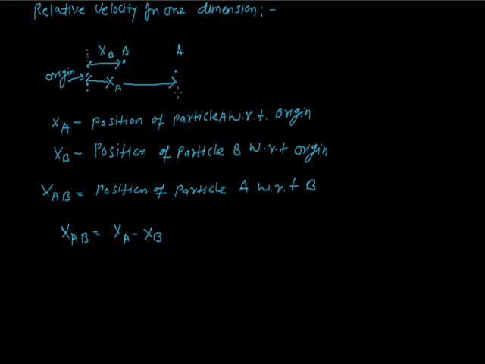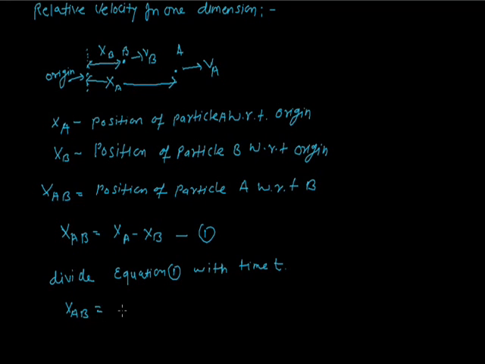Now if particle A is moving with velocity Va, so Va will be the velocity of particle A with respect to origin. And suppose particle B is moving with velocity Vb, and Vb is the velocity of particle B with respect to origin. Consider this equation as 1. So divide equation 1 by time. So what will we get? xab by t is equal to xa minus xb divided by t.